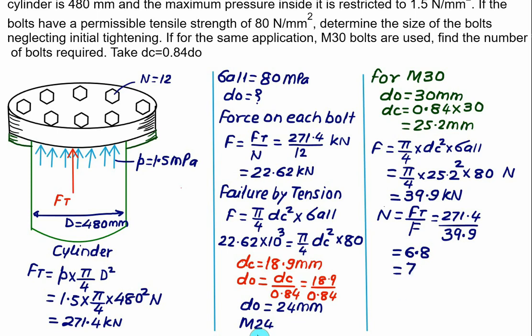When we are using M24 size, at that time we require the number of bolts equal to 12, but if we increase the nominal diameter to 30, that is we are using M30 bolt, then the purpose can be solved by using 7 bolts only.